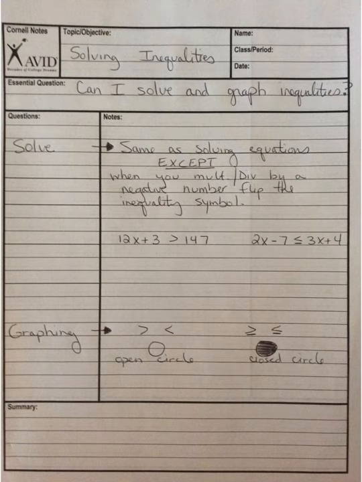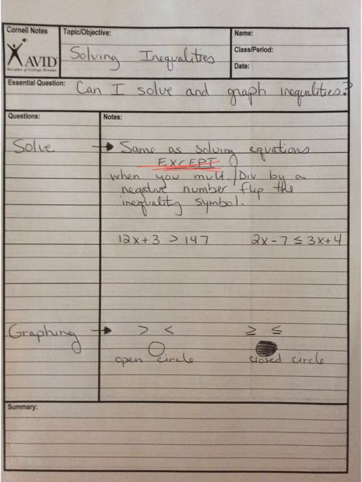And solving inequalities is just like solving equations. There is one little exception. I'm going to underline there. And that exception is if you are going to multiply or divide by a negative number, then you flip the inequality symbol. With that being said, we're also going to talk about how do we graph these. So let's start with this first problem here.